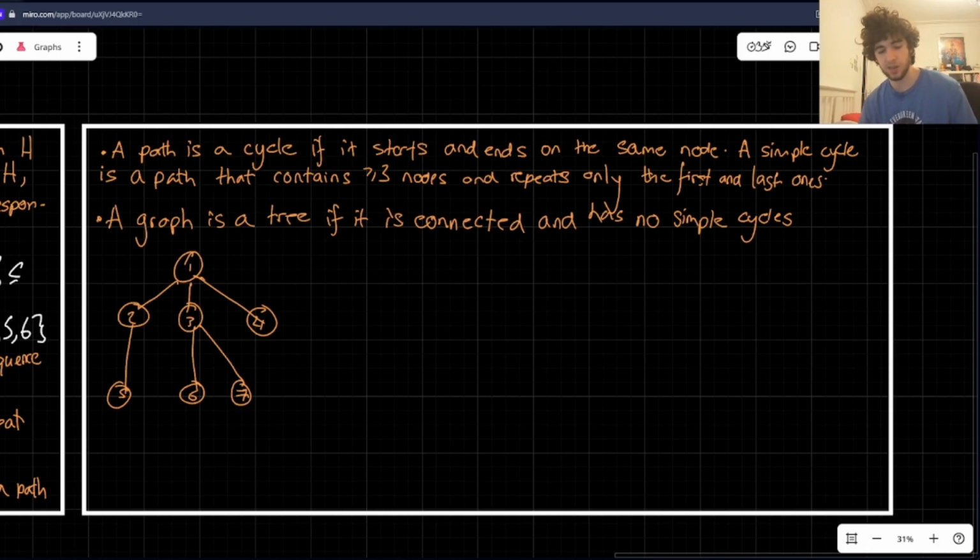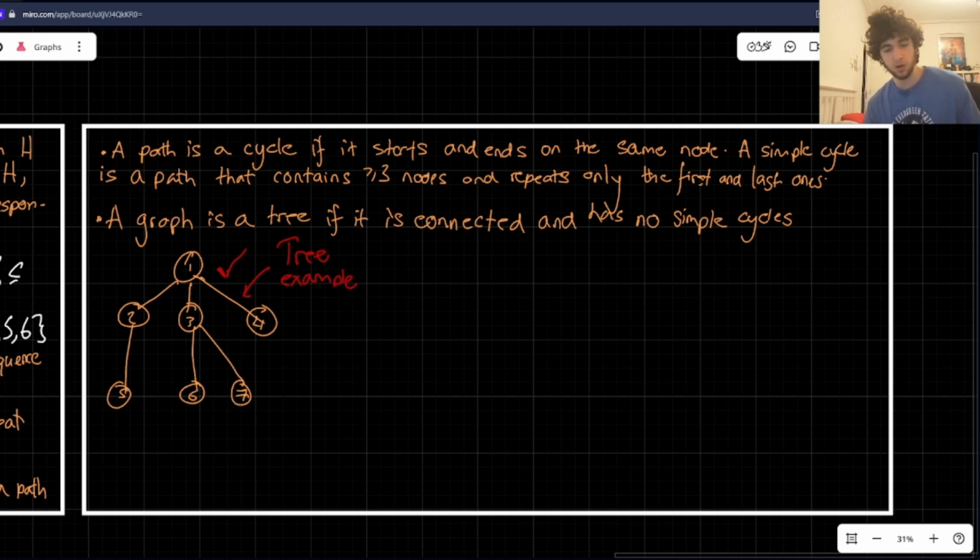There's no way I could formulate a simple cycle here, because if I wanted a simple cycle like 7 to 3, 3 to 6, I'd also need 6 to 7, but I don't have that. You can check for yourself that there are no simple cycles in the entire graph. So this is actually a tree by definition. So this is a tree example.